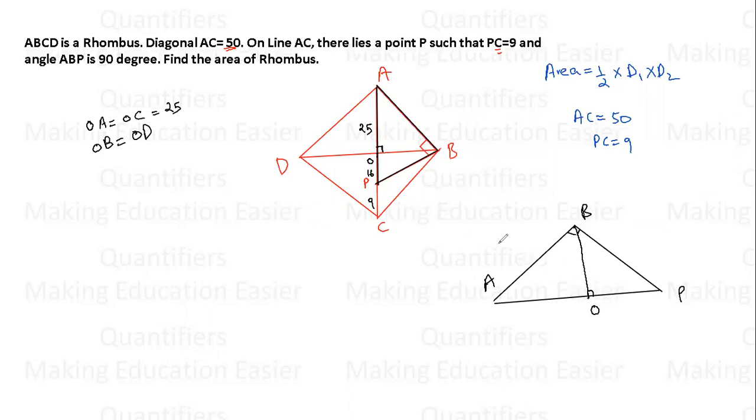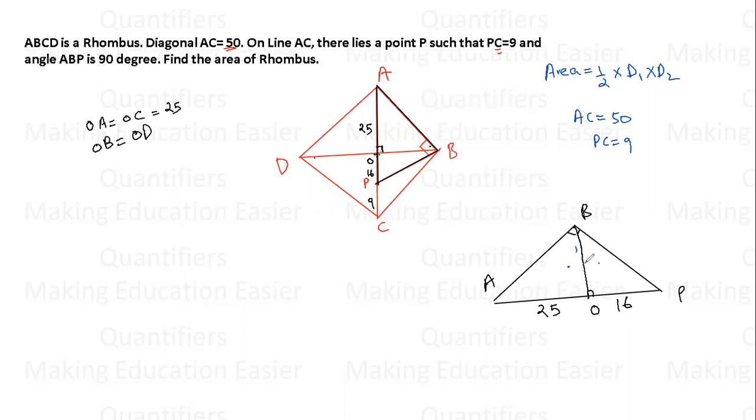Now students, you can see if I can find OB, so obviously I'll get the other diagonal, right? Because OB will be equal to OD. Jitna OB hai, utna hi OD hoga. So if I can find OB, I'll get the complete diagonal BD. And if I get the other diagonal BD, then I'll get the answer, right? Because area of rhombus is half into product of diagonals. Now students, just see here, AO is 25. And OP is 16. Right? Now students, just focus on these two triangles.